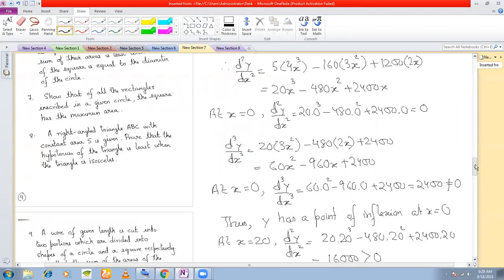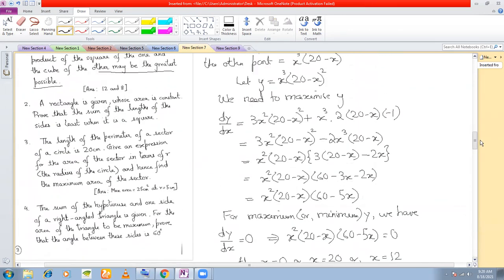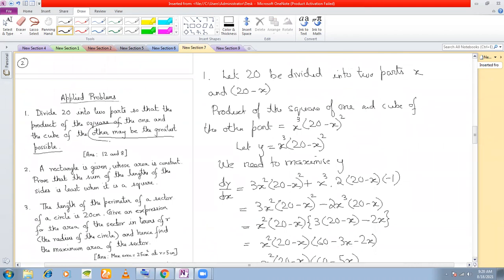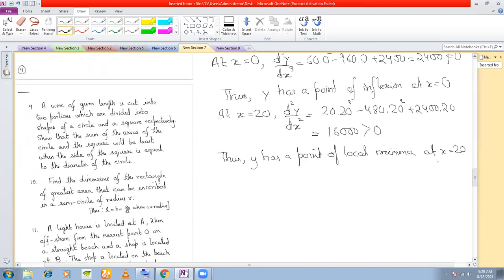Now, what do you need to find? Do we need to find out the minimum value of the product or the maximum value? That is, the product may be greatest possible. So we don't need the minimum value. Okay, so we'll keep it here. So that means at x is equal to 20 we are getting a local minima, so we keep it at that. We don't need to find out the minimum value. What is the other value of x that we need to check? We need to check at x is equal to 12. We had got three values.